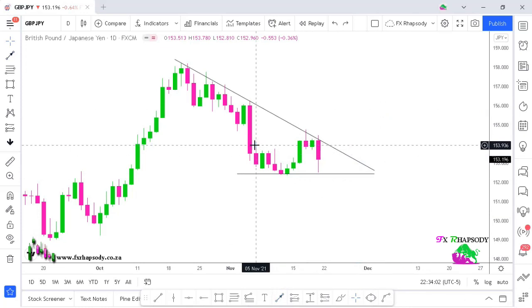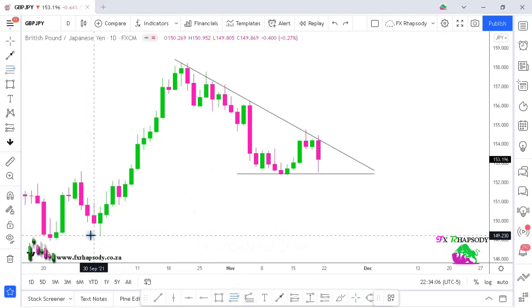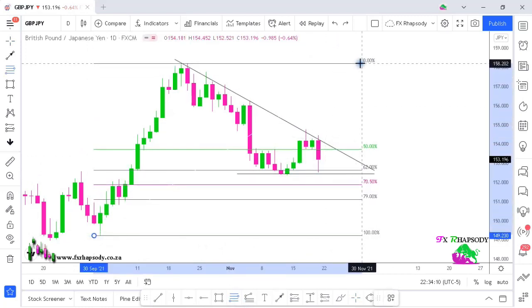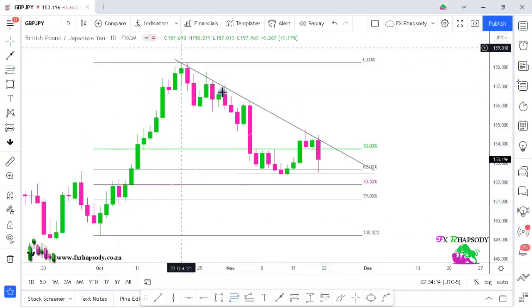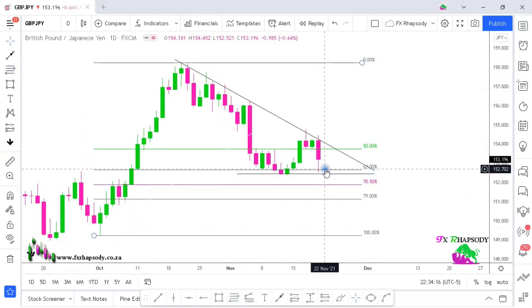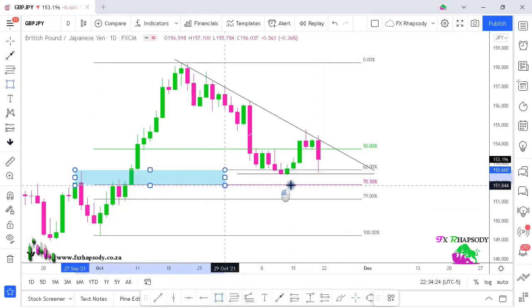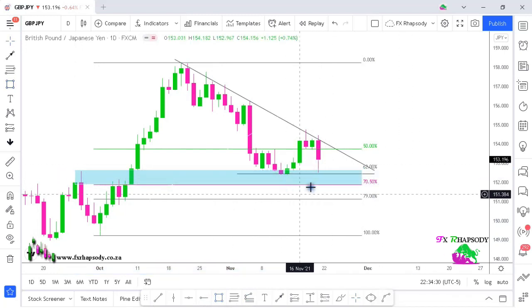Another point of interest is if we take our Fibonacci from this swing low to that swing high at the top, what we can see is price retraced nicely to that 62% area. This is also a nice key area. You can just expand this or do that from here. So you can see that this is a very nice key area for the market.